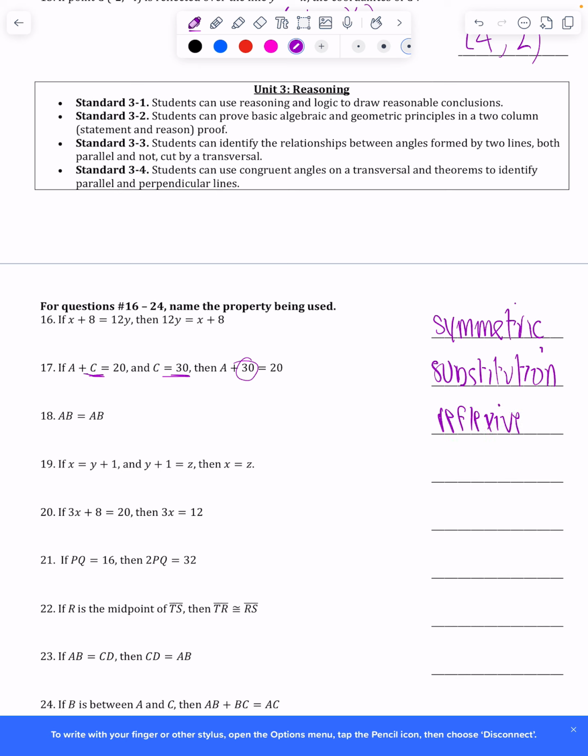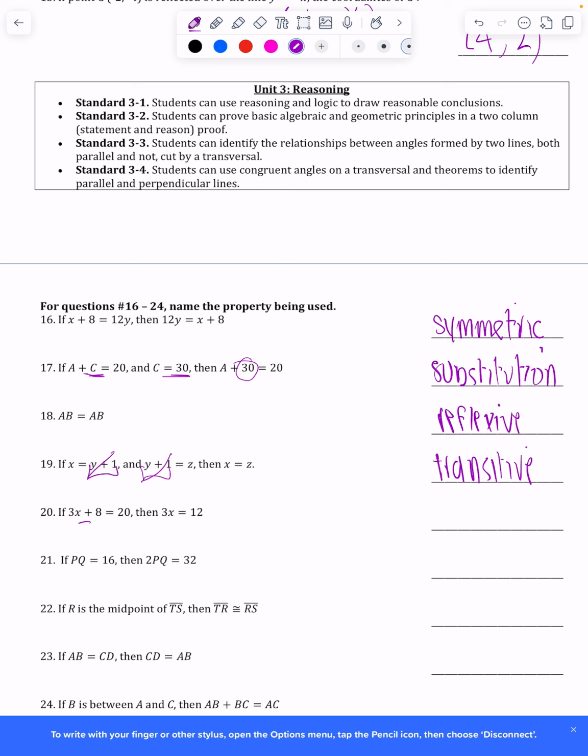The same thing. Okay, and then here it says x equals y plus 1, and y plus 1 equals z. Then x equals z. Well, we're taking these two things that are equivalent, we're crossing them out and saying they're equal to each other. That is the transitive property.